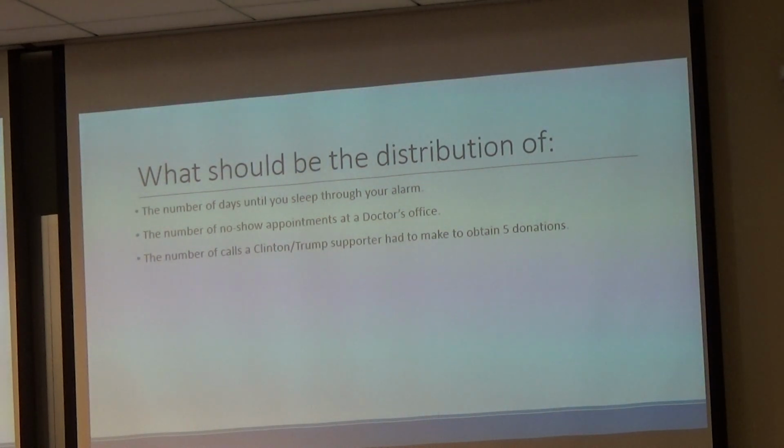How about the number of calls a Clinton or Trump supporter, this is really for in the fall, I guess, has to make to obtain 5 donations? Oh, okay. That would be negative binomial. So now I'm sitting here, we'll say I'm fundraising for USC. I'm on the phone, I'm calling donors. How many donors do I have to call to get the first donation? That's geometric. How many do I have to call to get the second donation? That's negative binomial. How many do I have to call to get the 5th donation? That's negative binomial with k equals 5.